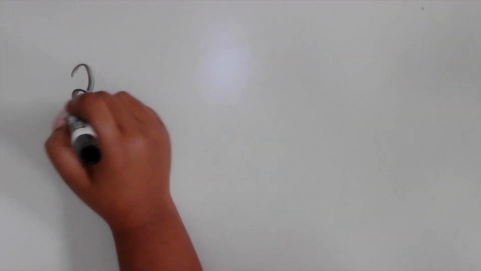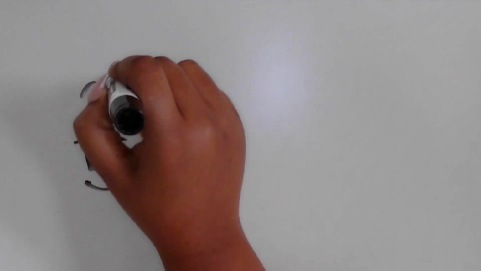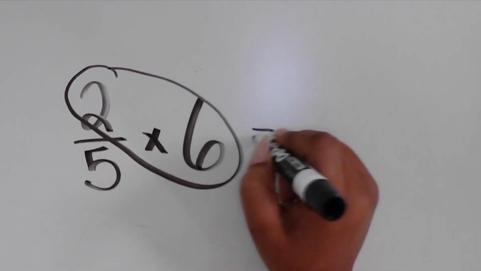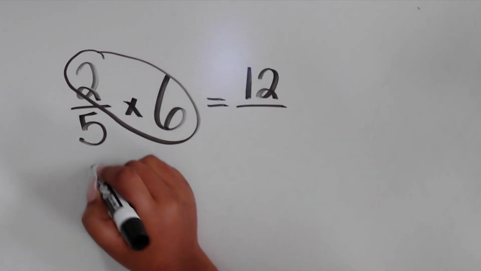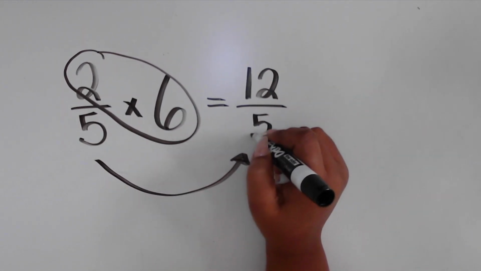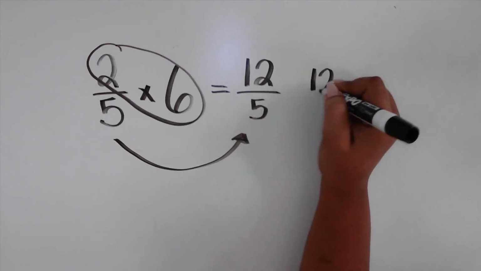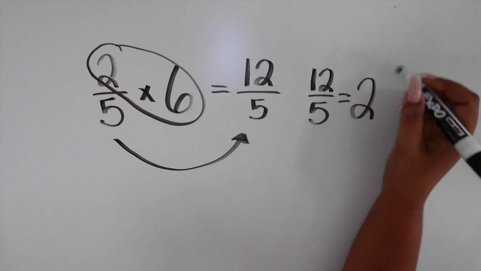To just evaluate the expression 2/5 times 6, again, we know that we can multiply the numerator and the whole number, and the product of that will be the new numerator. Then keep the denominator the same: 12/5. 12/5 can remain as a fraction greater than 1, or improper fraction, or it can be converted to a mixed number.